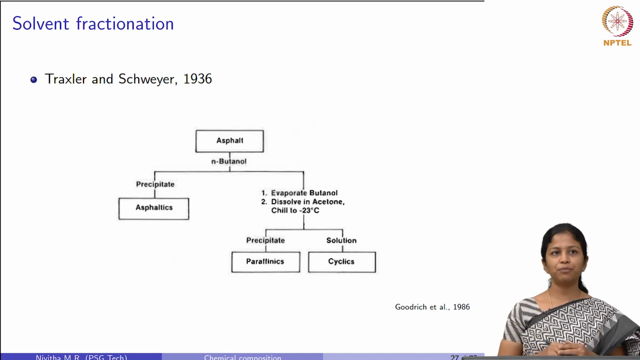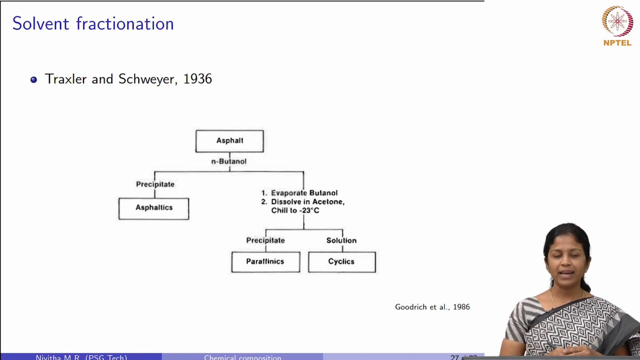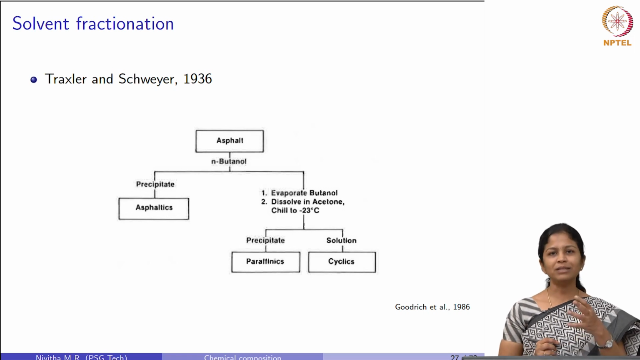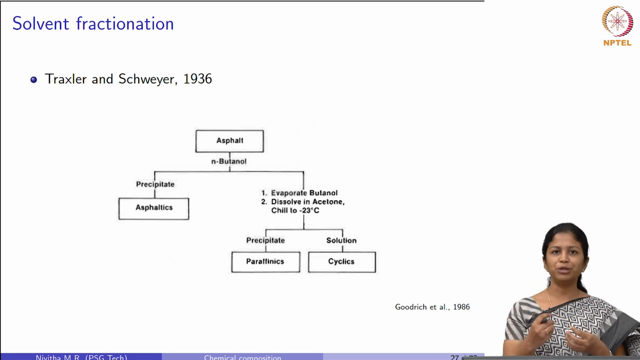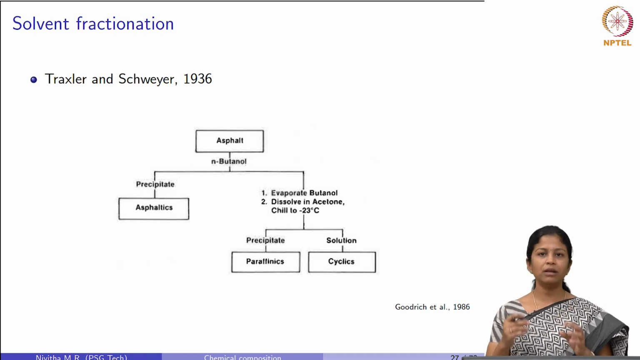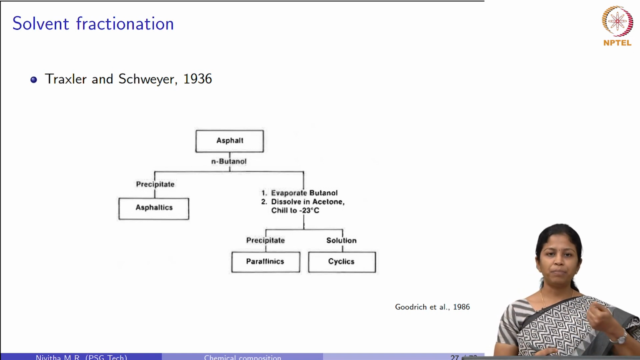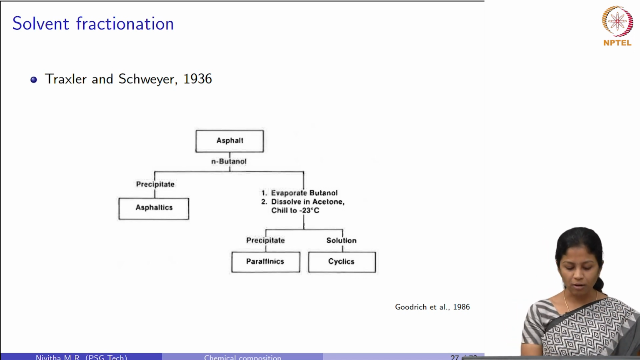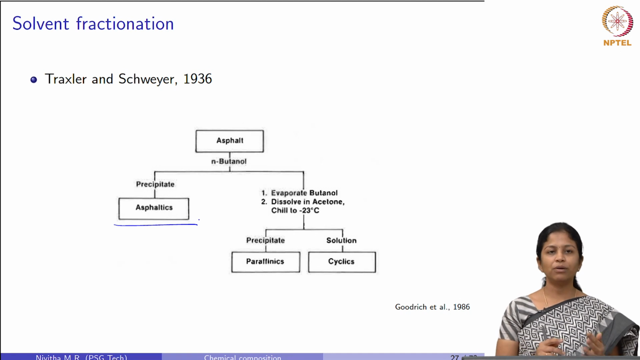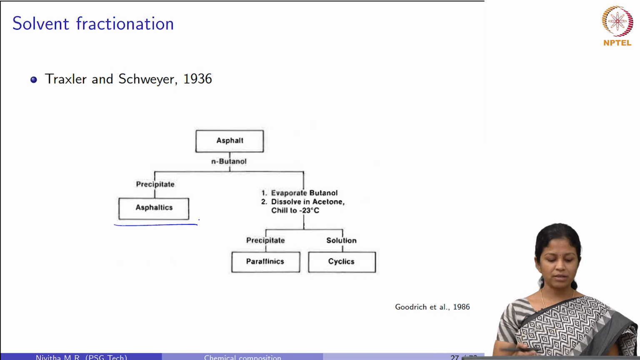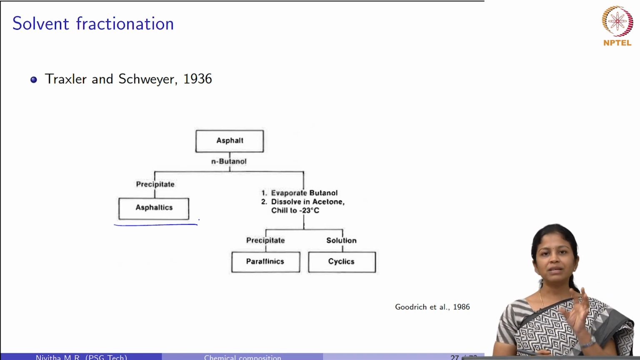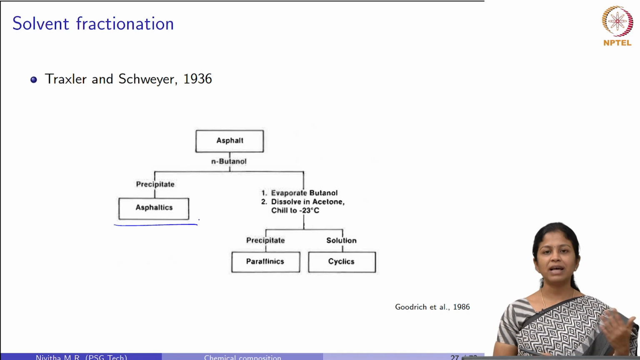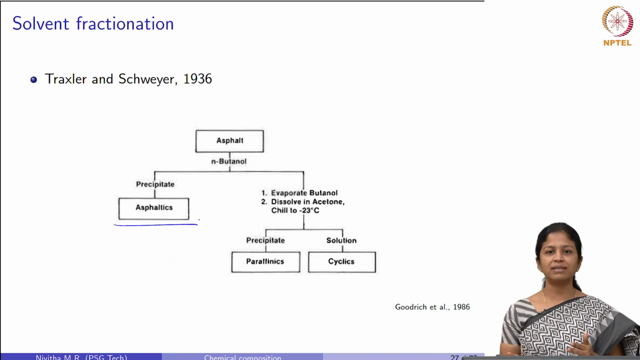The first fractionation procedure is by Traxler and Squier in the year 1936. You take bitumen, dissolve it in a particular solvent and then allow it to precipitate. Whatever precipitate we get here is called asphaltics. You would have heard the term asphaltenes, right. That is the next version of this term asphaltics. Initially, this fraction was referred to as asphaltics. Further, it was coined as asphaltenes and that terminology is used even now.